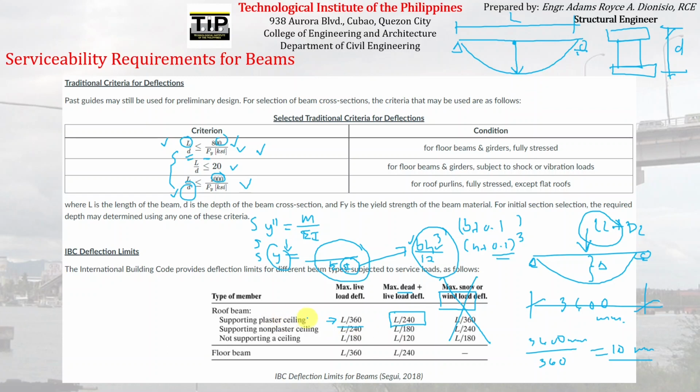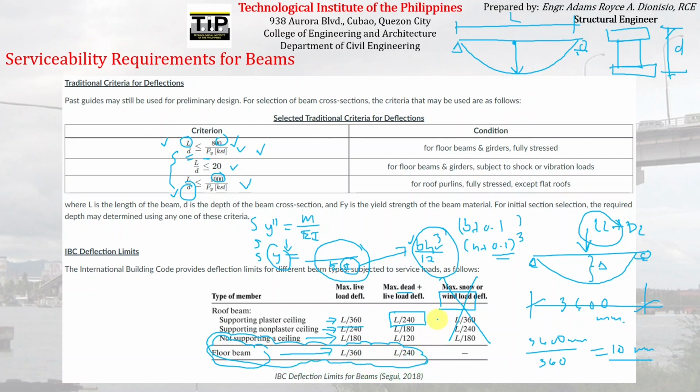Okay? So pag supporting plaster ceiling pa lang yan, na roof beam. Okay? Pag not supporting naman, ito naman daw yung gagamitin. Pag supporting non-plaster ceiling, ito naman. Kung floor beam lang yung check mo sa deflection, ito yung mga gagamitin mo: L over 360 tsaka L over 240. And yan usually yung ginagamit natin, guys, for checking of deflection.